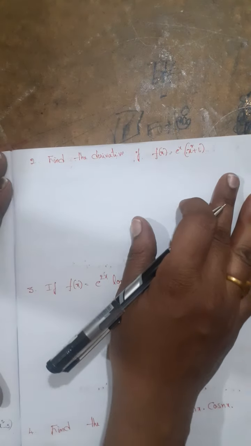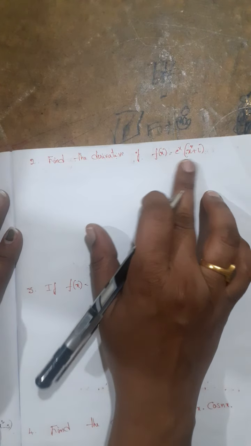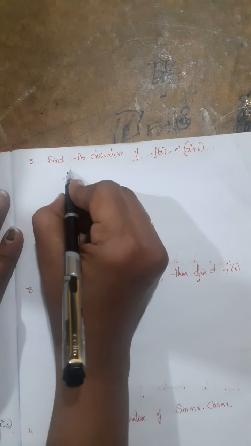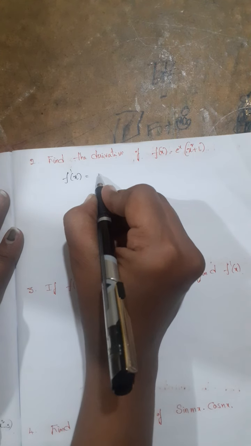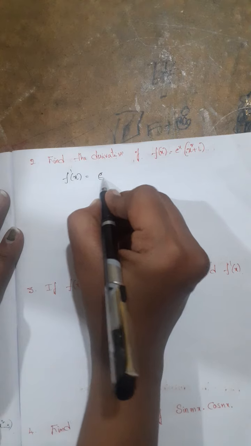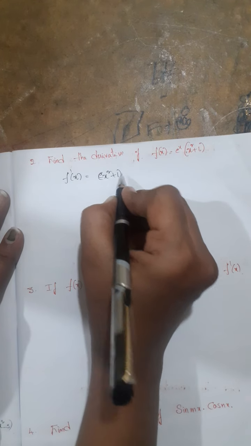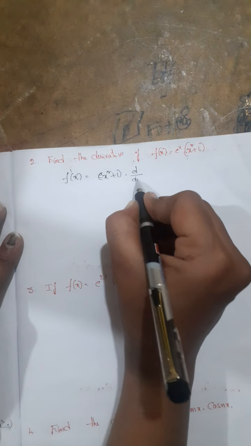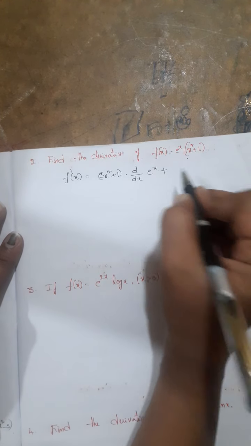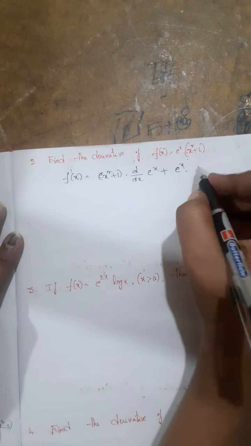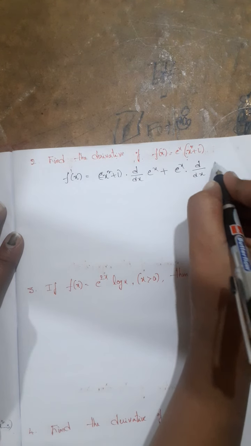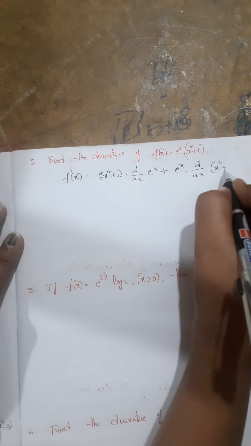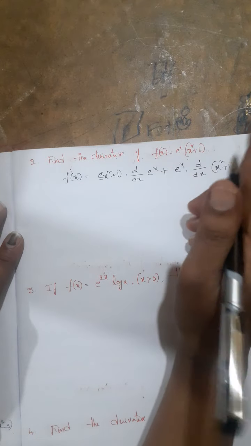Let's do the next question. Here also this is in the form of u into v. So what about f dash of x? V function I am leaving as it is. You can take the u function first also: x square plus 1 into d by dx of e to the power of x, plus e to the power of x, which I am leaving as it is, into d by dx of x square plus 1. One time you have to do with one function only.